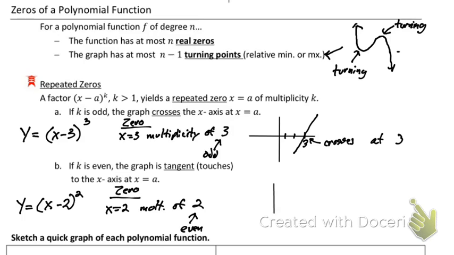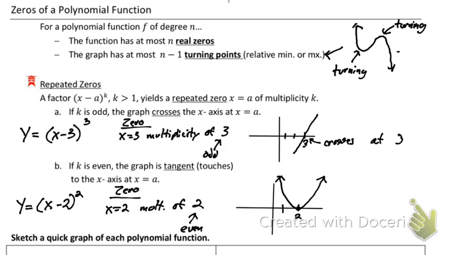So in this example, 2 is our 0. But it's not going to go through. It's going to touch it, and it's going to bounce right off it. So odd multiplicity, it goes right through. Even multiplicity, it bounces right off.